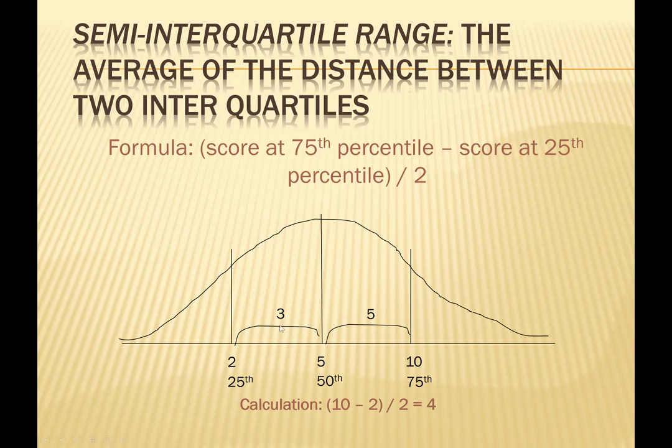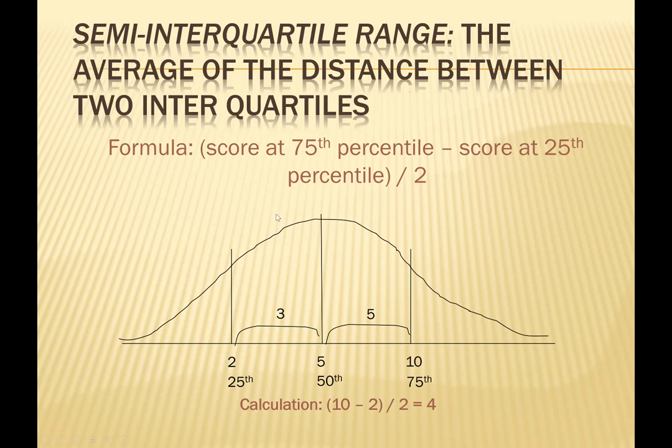So the idea is you take the size of 2 interquartiles and take the average, right? So in this case, you have one interquartile of size 3 and the other interquartile of size 5. So you take the average of that. You would add 3 plus 5 and divide it by 2, which gives you 4.